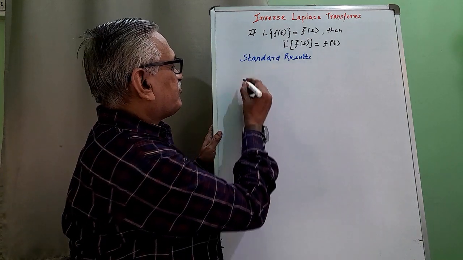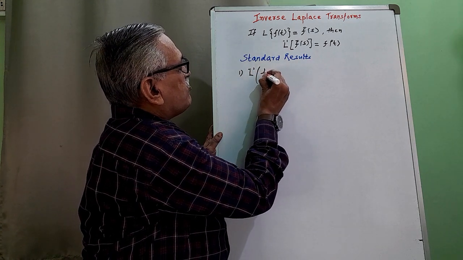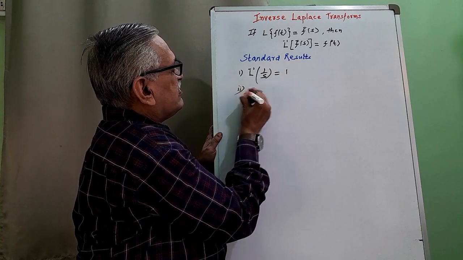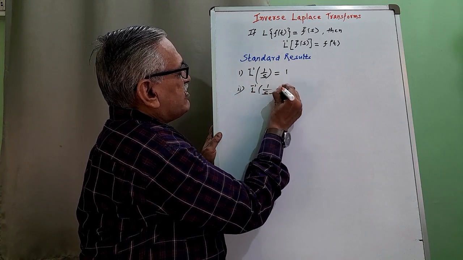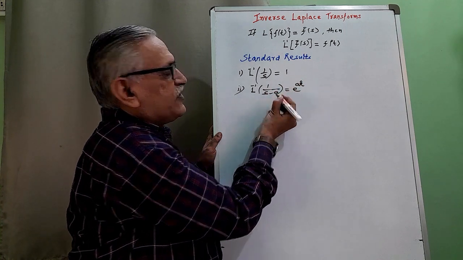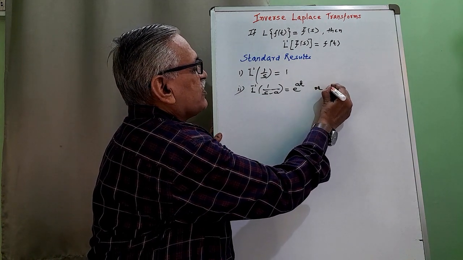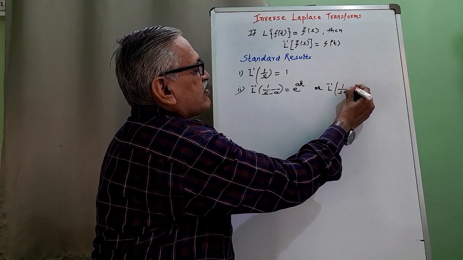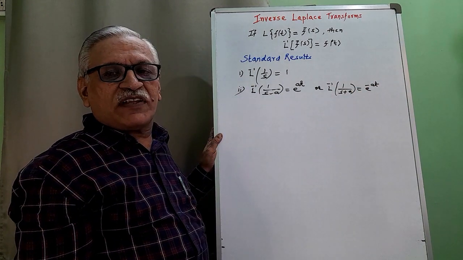The first one, inverse Laplace of 1 by s is 1. Second, inverse Laplace of 1 upon s minus a is e raised to at. If here we have minus a, then we get e raised to at. Or if we have s plus a in the denominator, then we get e raised to minus at as the inverse Laplace transform.